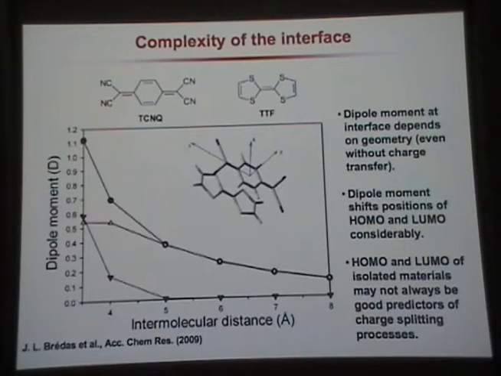And so when you make these blends, there is a whole lot of different geometries that occur at the donor-acceptor interface. And so you get a whole lot of different local dipole moments. And as you know, the dipole moments will shift the positions of the HOMO and the LUMO.